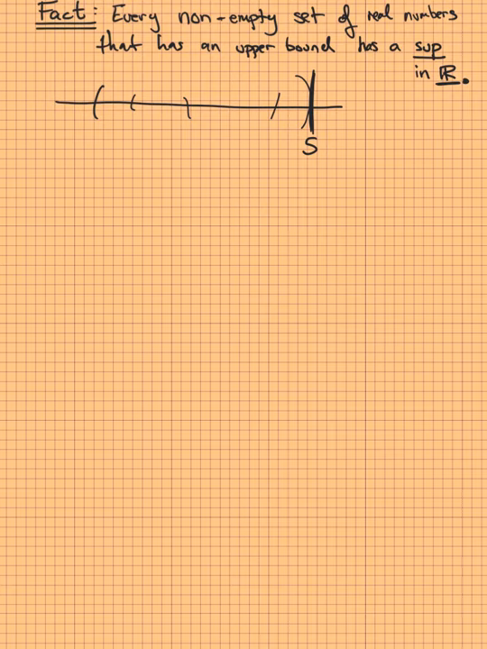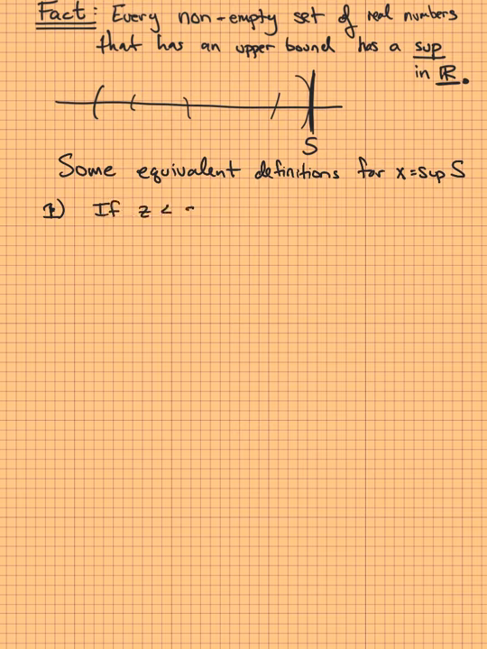So let me give you 2 equivalent versions. Some equivalent definitions for x being the sup of S. The first one is if z is less than the sup of S, then z is not an upper bound for S.